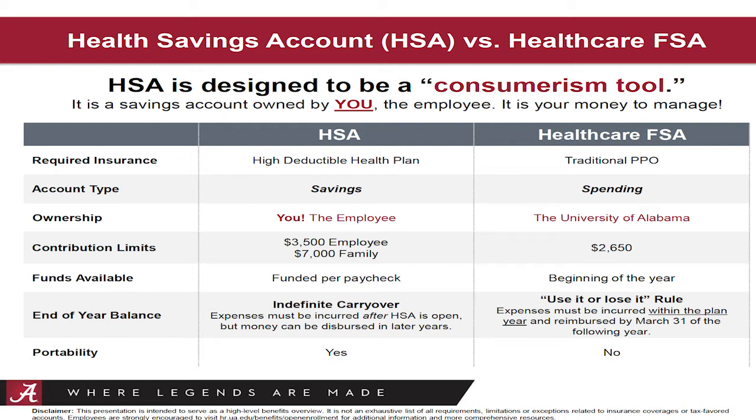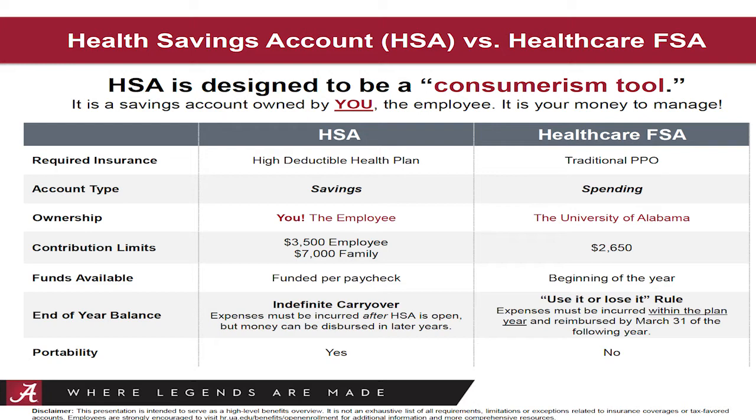So the FSA is owned by the University of Alabama. Any money that you don't spend at the end of every year comes back to the university. If you leave for another job, you don't take your FSA with you. The HSA is different. It's portable. It goes with you regardless of where you're employed. And the university will never take any money back from that account.